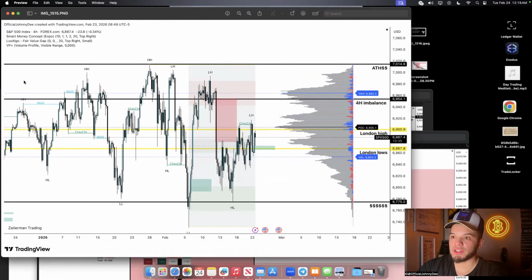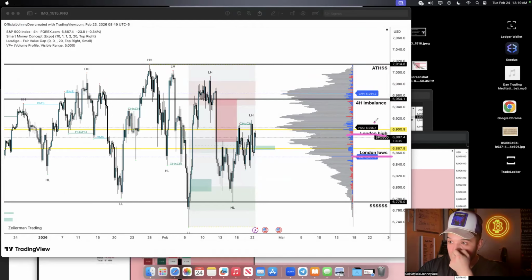I identified my strong supply. Let me actually go back here. My supply and my demand area. I had my point of control aligning perfectly with my areas. I had my value area low aligning with my London low, and then I had my 4-hour imbalance aligning very perfectly with my value area high.